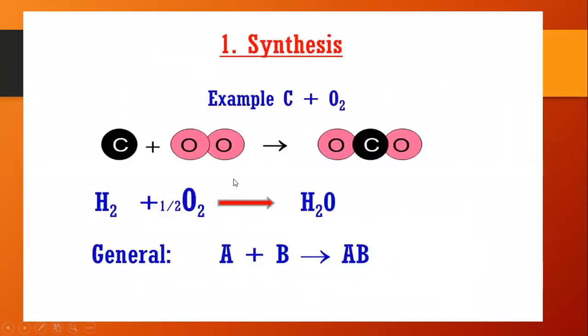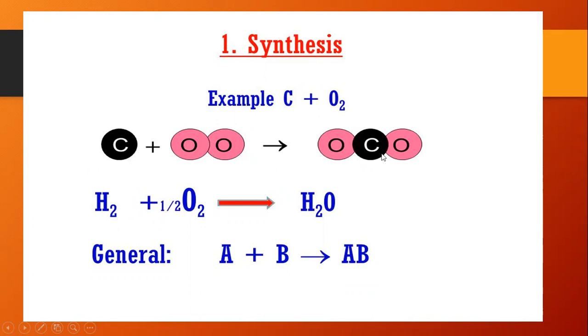Here are some examples of the synthesis reaction. What is the general equation for the synthesis reaction? A and B join together to form AB. So reactants join together to form a more complex product, that is AB. Here in this example, you can see carbon plus two molecules of oxygen. They join together to form carbon dioxide.